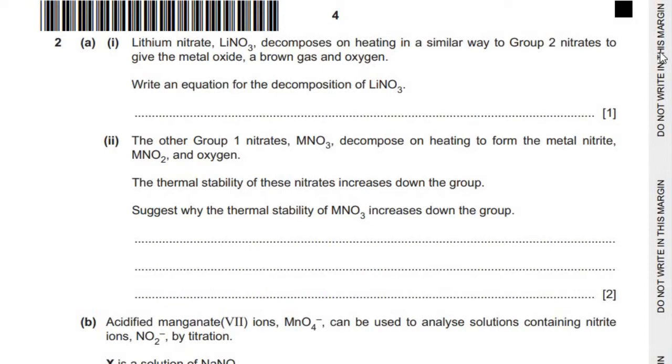Question 2, part A: lithium nitrate decomposes on heating in a similar way to group 2 nitrates to give a metal oxide, a brown gas and oxygen. Write an equation for the decomposition of lithium nitrate. Now the brown gas is NO2, nitrogen dioxide, which is formed on the decomposition of nitrate. Any metal nitrate gives a metal oxide and oxygen gas also.